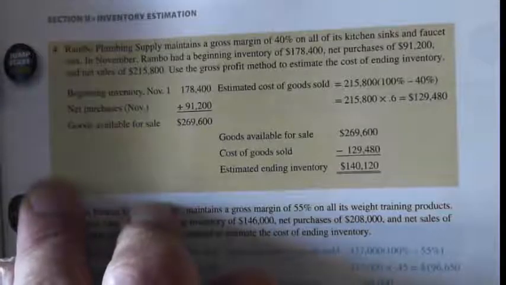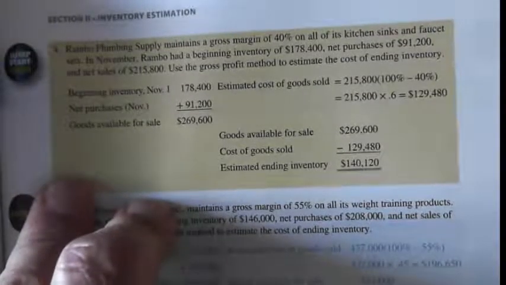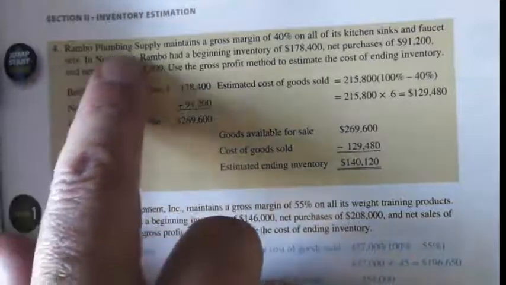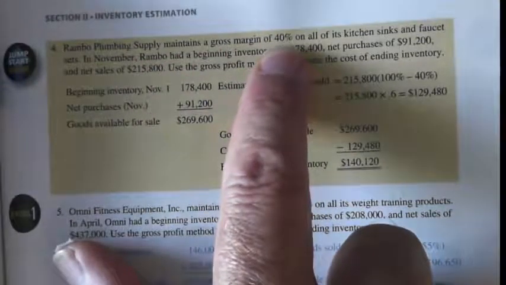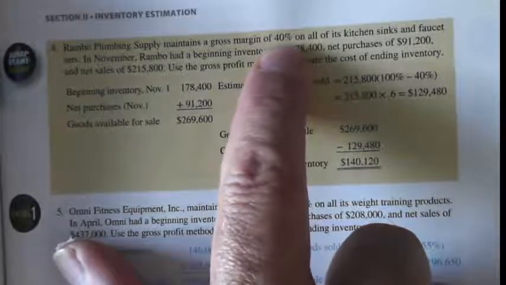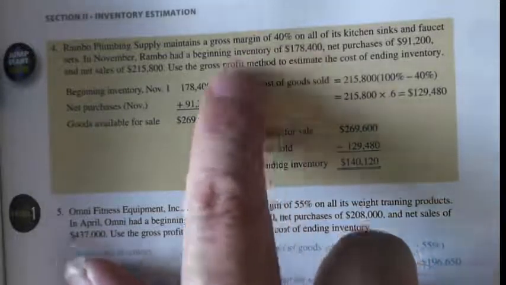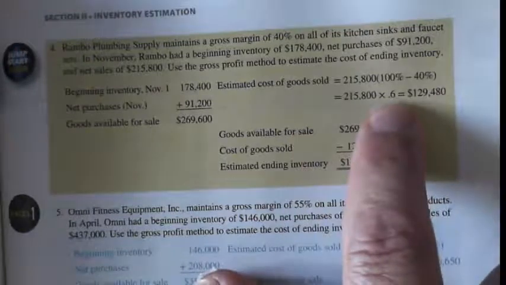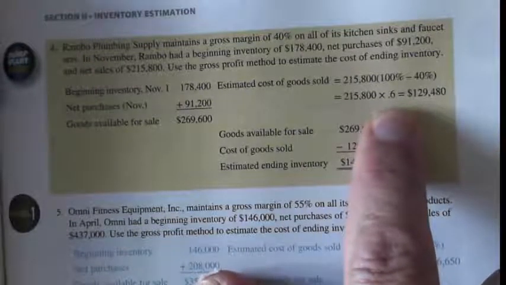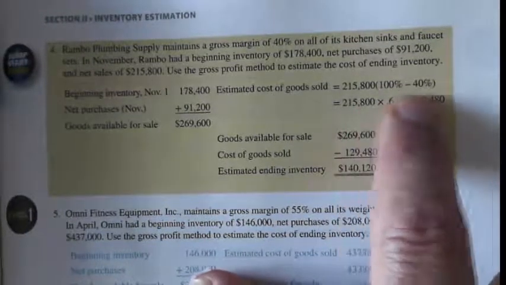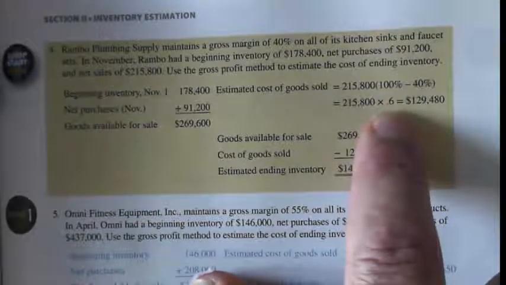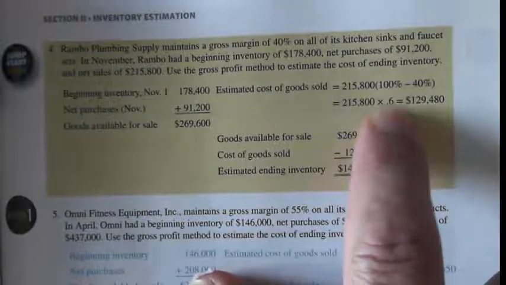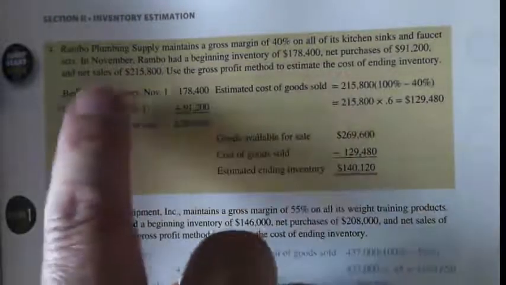Okay, number 4, another way to calculate this information. Rambo Supply maintains a gross margin of 40%. So that's their profit part. So they're paying 40% from the 100, so they're paying 60%, or 0.6 as a decimal. That's where they got that. 100% take away their profit margin leaves you with 60% or 0.6 as a decimal. So that's where that came from, the difference.